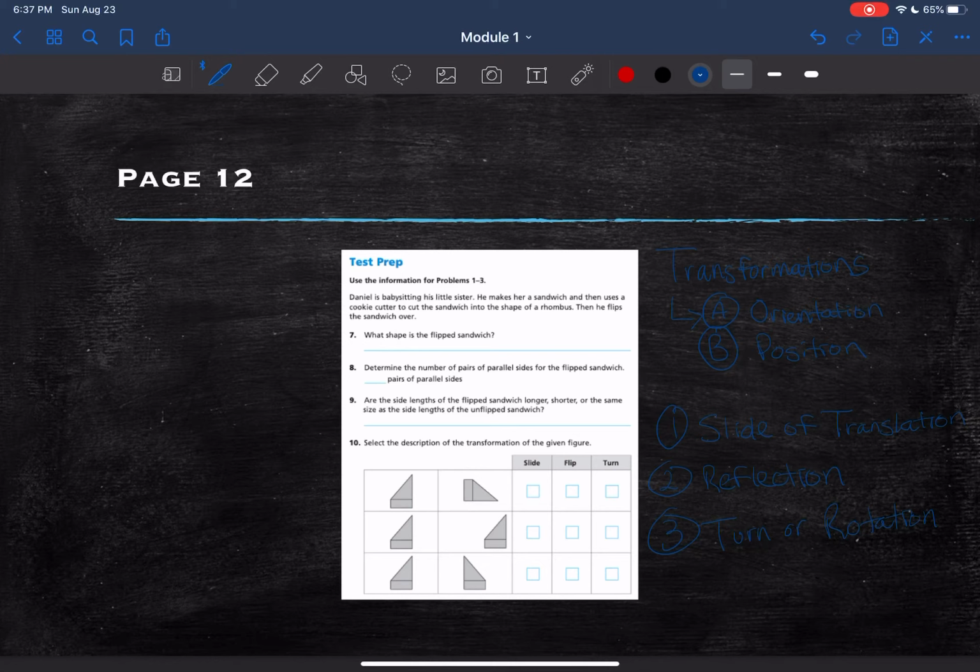All right, so if you paused the video, let's go over it and see how you did. Daniel is babysitting his little sister. He makes her a sandwich and then uses a cookie cutter to cut the sandwich into the shape of a rhombus. He then flips the sandwich over. What is the shape of the flipped sandwich? All right, well, if he flipped the sandwich and that's all he did, then it's going to stay in the same shape. It's still going to be a rhombus.